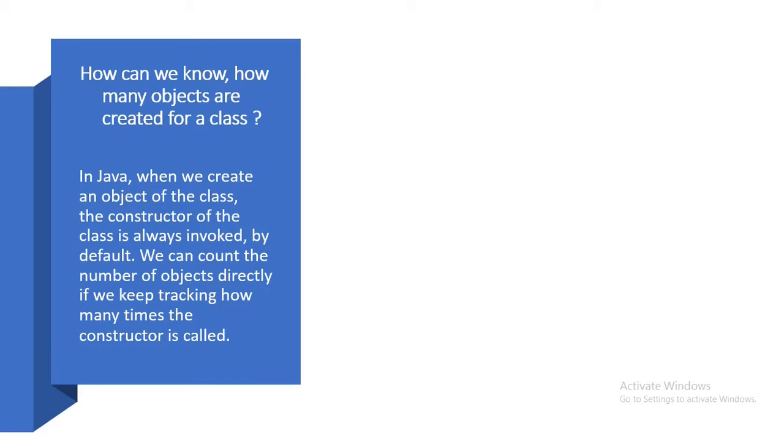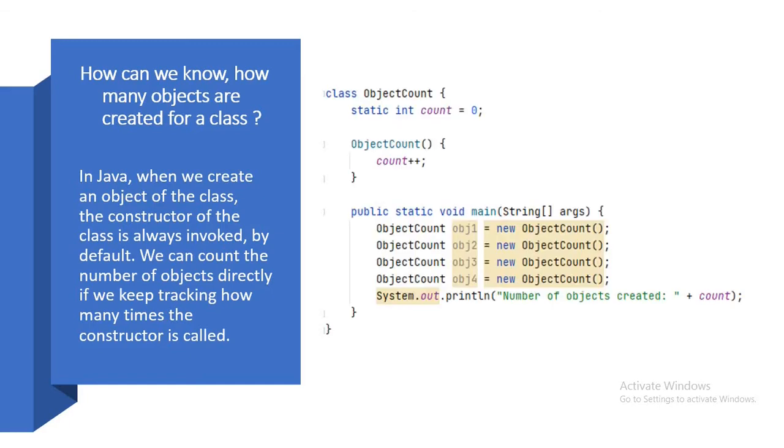In Java, when we create an object of a class, the constructor of the class is always invoked by default. So we can count the number of objects directly if we keep track of how many times the constructor is called. Let's see the example. You can see the class.